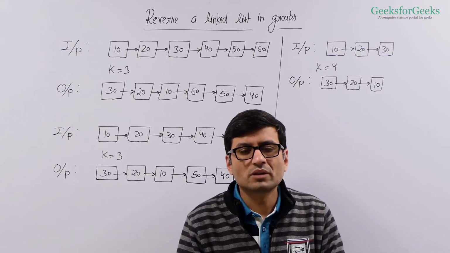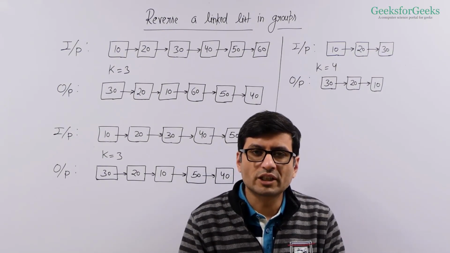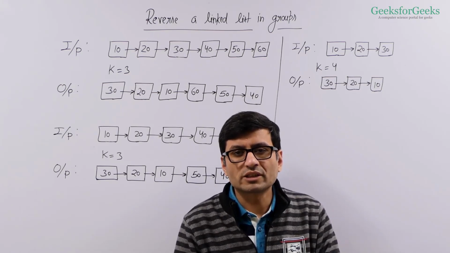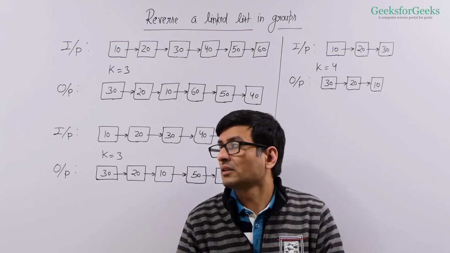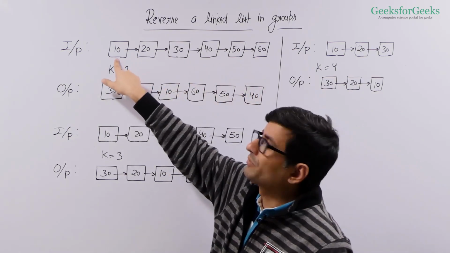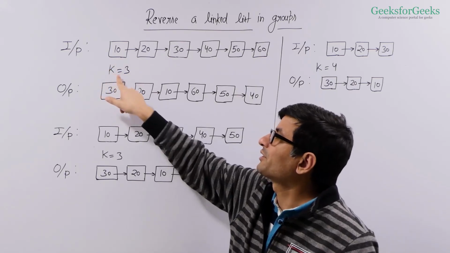Let us see this problem. We are given a singly linked list and a value k. We need to reverse this linked list in groups of size k. For example, this is our input linked list. We are given head of this linked list and we are given k as 3.